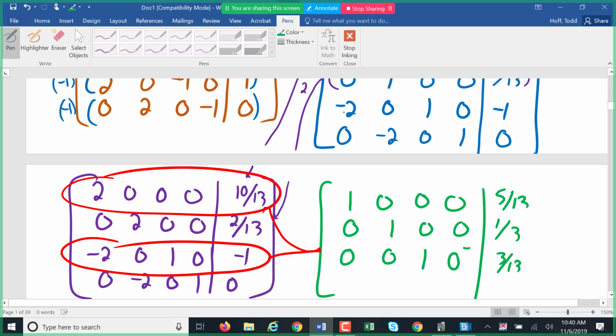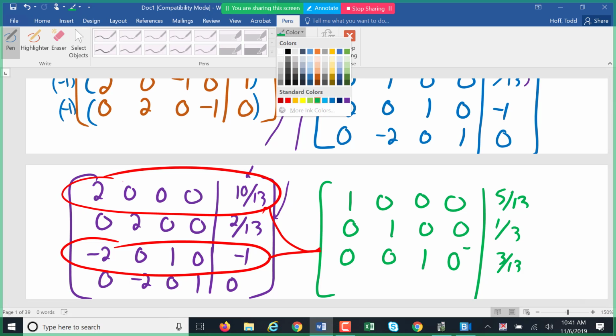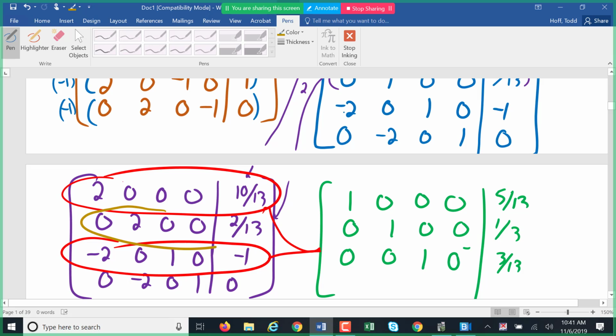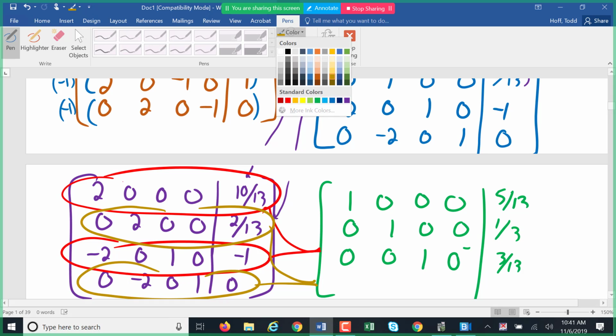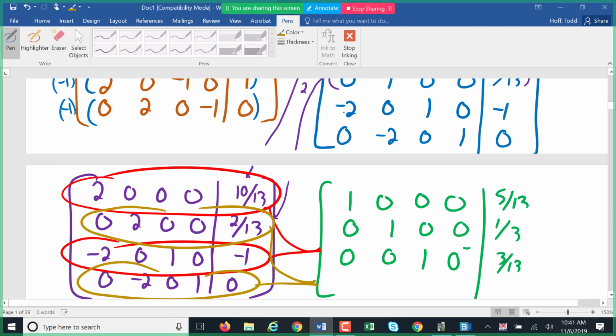And then for the bottom row, I'm going to take my modified second row, combine it with the bottom row to replace the bottom row. So I have 0 and 0 is 0. 2 and -2 is 0. 0 and 0 is 0. 0 and 1 is 1. 2/13 and 0 is 2/13.